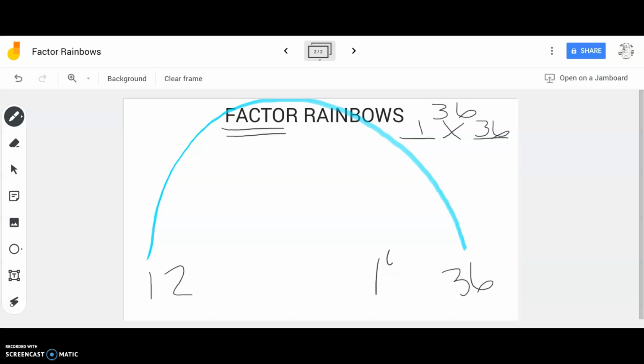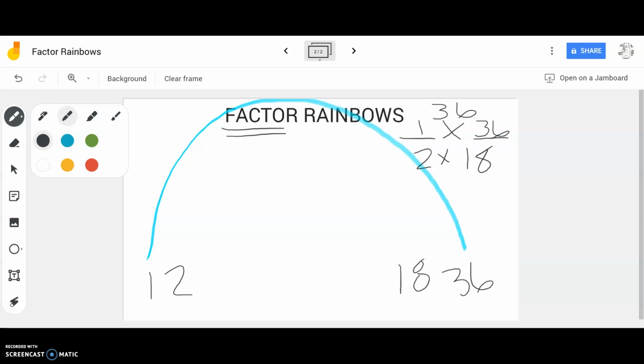So 2 times 18, I'm going to redo that because it's too sloppy, too far away. I'm going to try that again. 2 times 18 gets me another part of my rainbow.